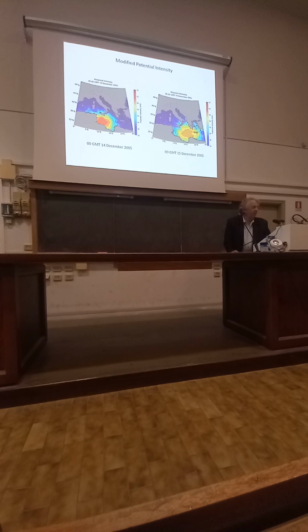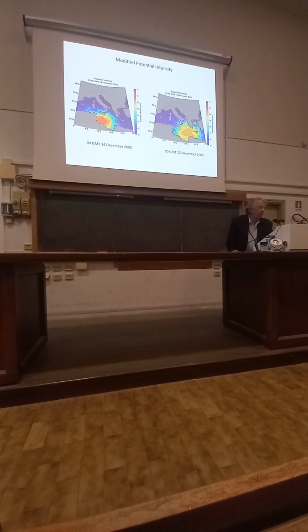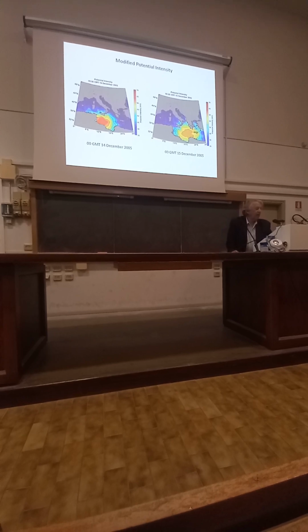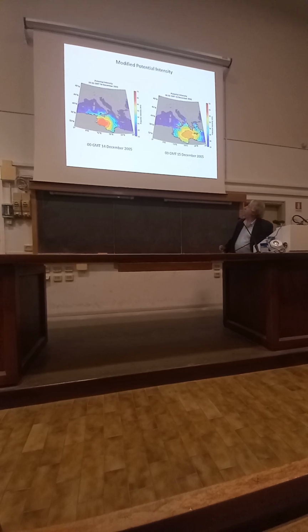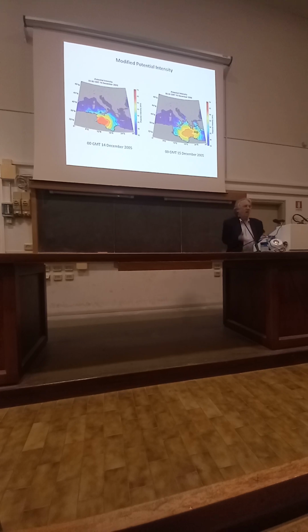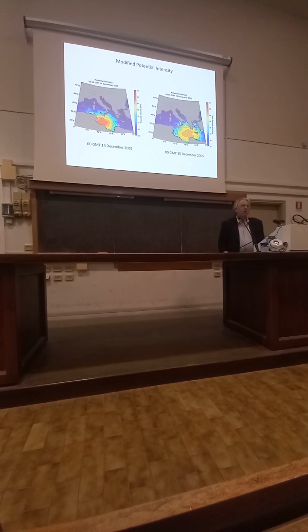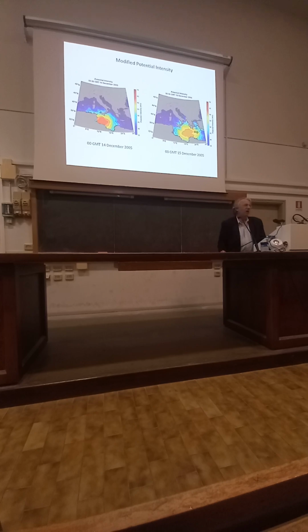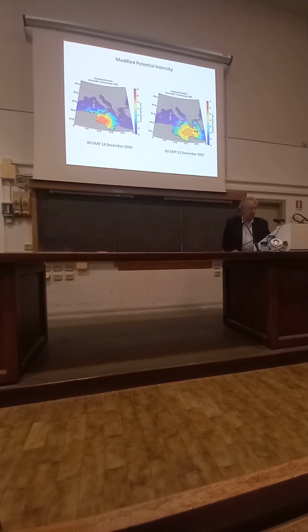There is the modified potential intensity on the 14th of December on the left and the 15th of December on the right. And you can see that it has become less over one day, and we believe that's due to the heat flux from the storm itself, warming or rewarming this column of the atmosphere, thereby reducing this thermodynamic potential.